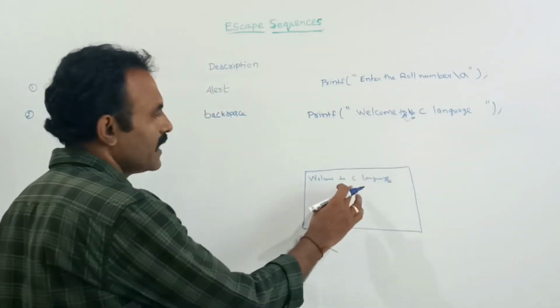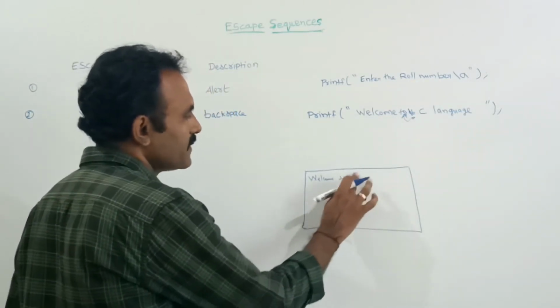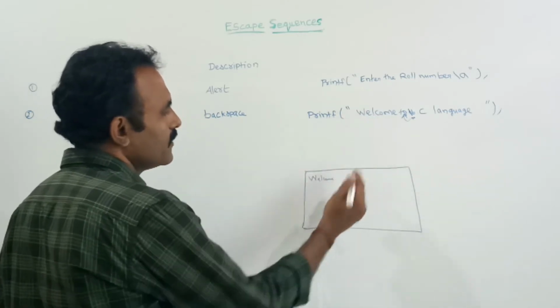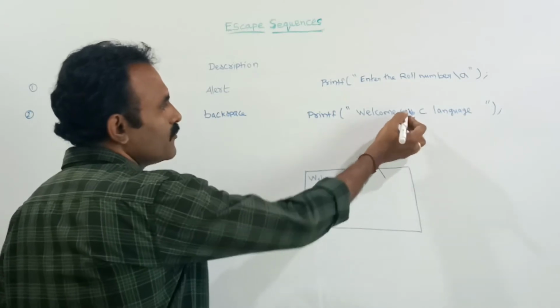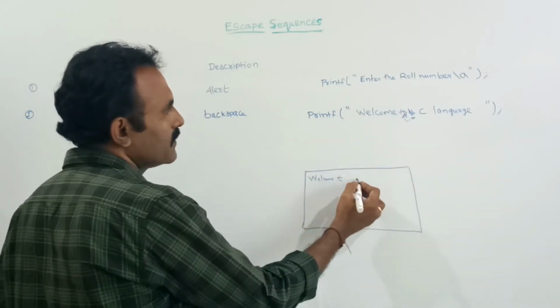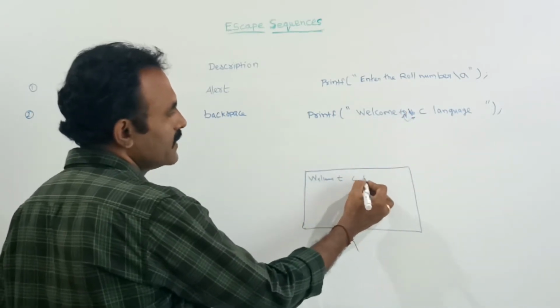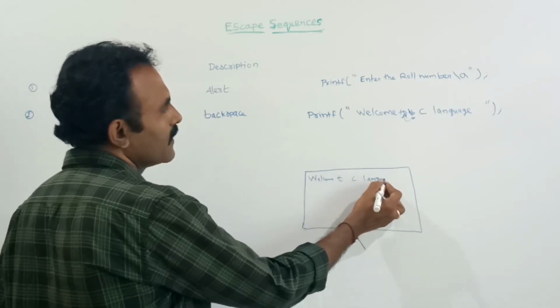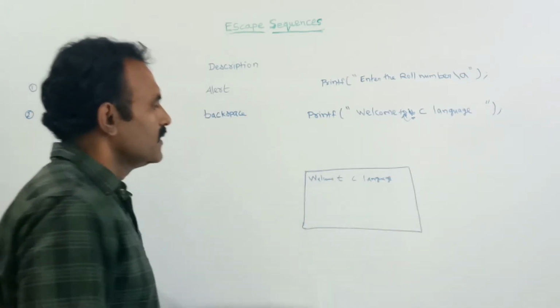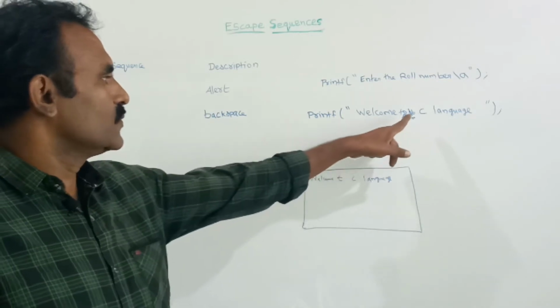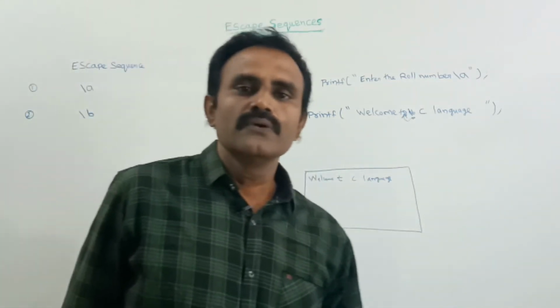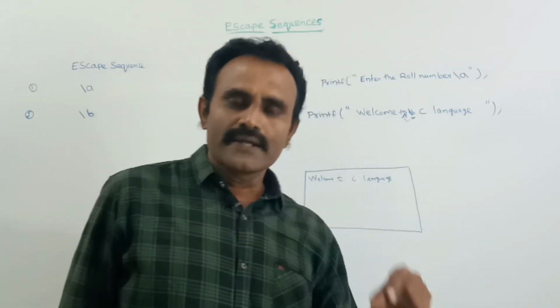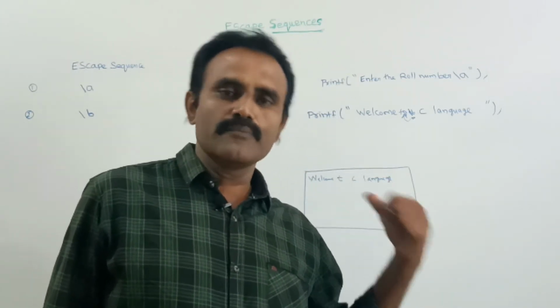So in the output, how will it be displayed? Welcome t, the o will be trimmed, it will be removed. So welcome t, next C language, the output will display like this. So the backspace is used to remove the character one step back.